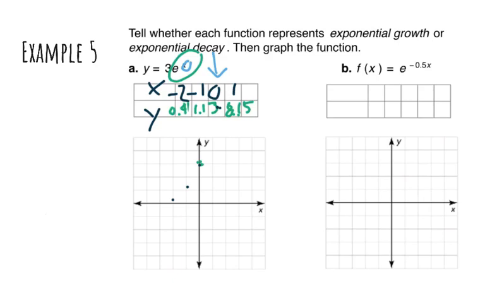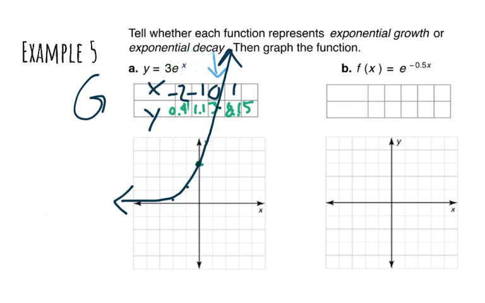So when I connect my dots, I can see that this is going up, which makes sense because we had already identified this as an exponential growth, but now it just verifies that what we said was true. And I can see here how the y-intercept changes when I have an a value out here that is different than 1.